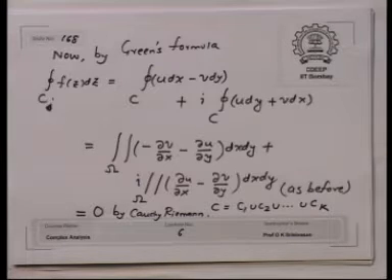I am not saying, mind you, that each of the integrals individually is 0. It is false to say that integral f(z) dz over C1 is 0, integral of f(z) dz over C2 is 0. That statement is false. The sum of the integrals is 0. That is the correct statement.